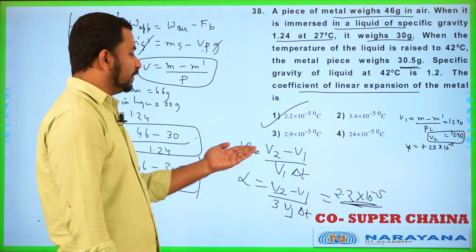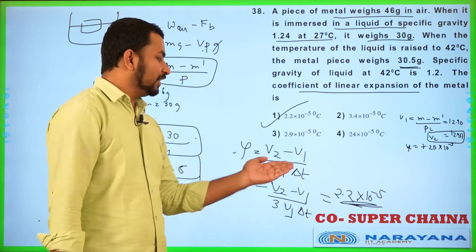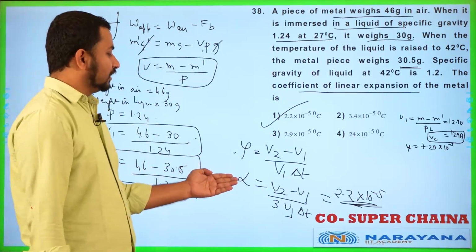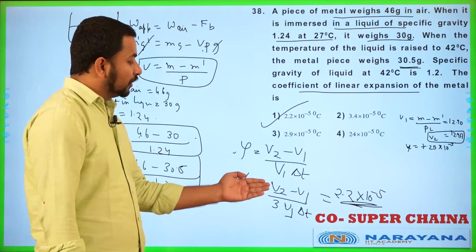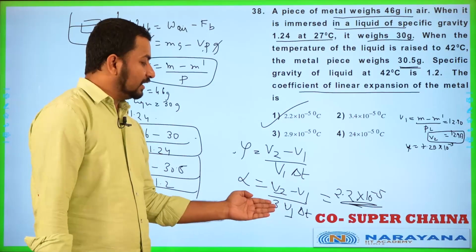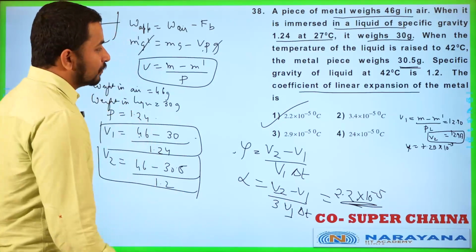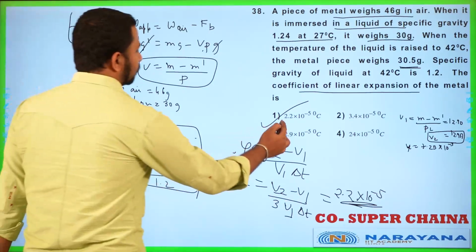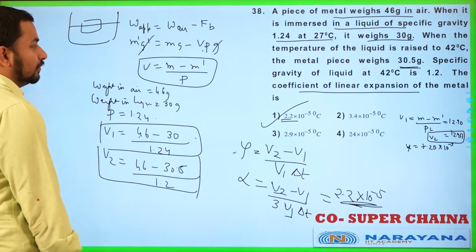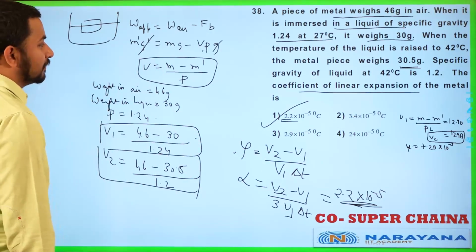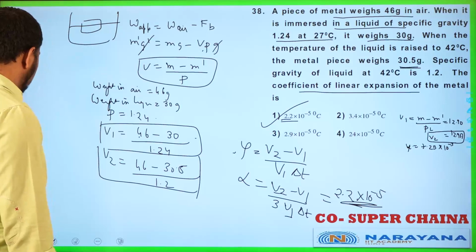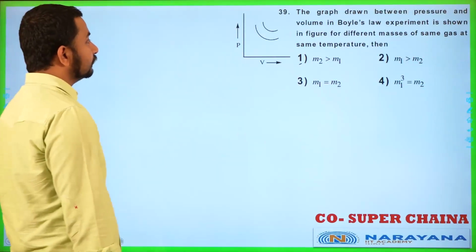Now gamma will be V2 minus V1 by V1 delta T. Just substitute in it, we need alpha, so it will be V2 minus V1 by 3 V1 delta T. So pretty simple expression for this one. If you got it, you will get the calculation and solve, 2.2 into 10 to the power minus 5 will be the answer of this question. So let's move to the next one.